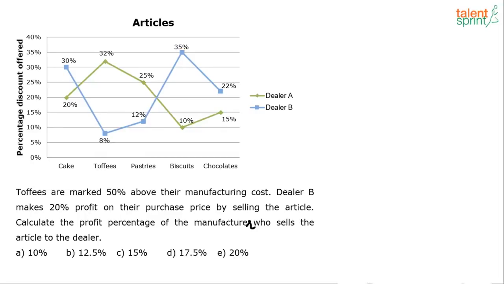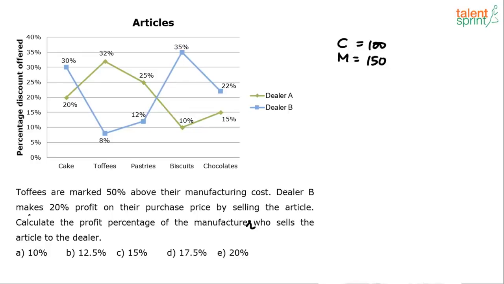Let's solve this now. Here we go. Toffees are marked 50% above their manufacturing cost. Manufacturing cost is nothing but the cost price, right? So cost price, let's say, is 100. Mark price is 150. Done. No brainer, right? This part is done.